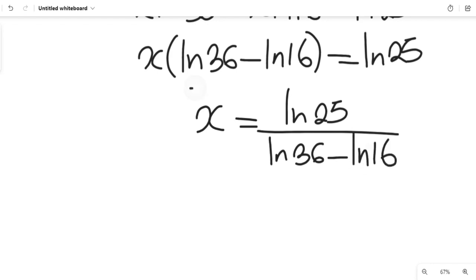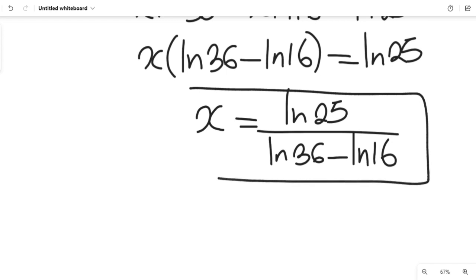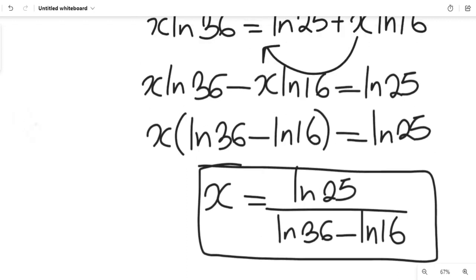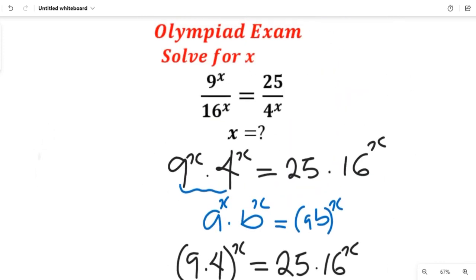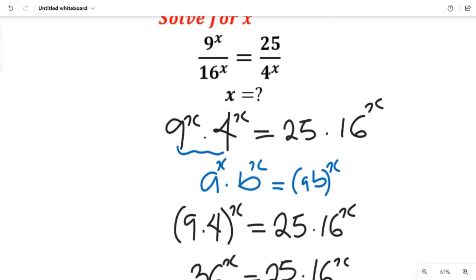We can simplify this value further, or we'll leave our value for x equal to the natural log of 25 divided by the natural log of 36 minus the natural log of 16. Now, this is the first method we can use in solving that question. Remember, I told you I'm going to show you another method, and it's going to be simpler than this.